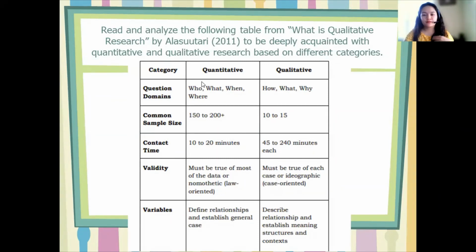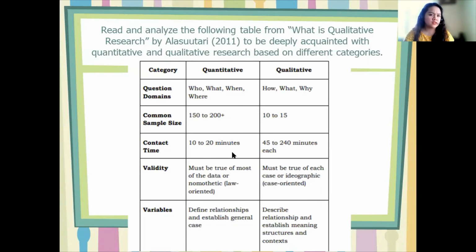So in the questions in quantitative, very specific. In qualitative, the questions are how, what, and why. Common sample size. Usually, it ranges from 150 to 200 respondents, while in qualitative, 10 to 15 respondents. Contact time, 10 to 20 minutes.